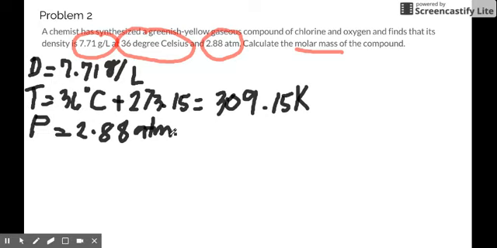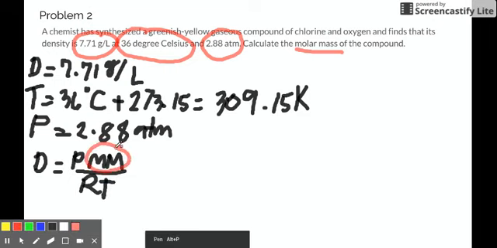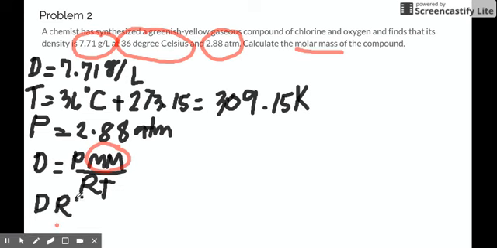Let's look at our equation. Our equation was density is equal to P mm over RT. What do we need to get? This one. So what we need to do is cross multiply the two. So this is going to become dRT equals Pmm. Because we want to get mm, divide both sides by pressure. So cancel that out. So mm's formula therefore is equal to density times RT over P.